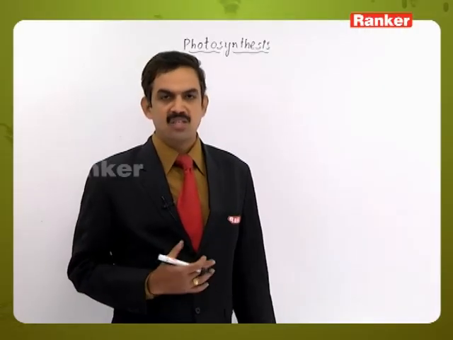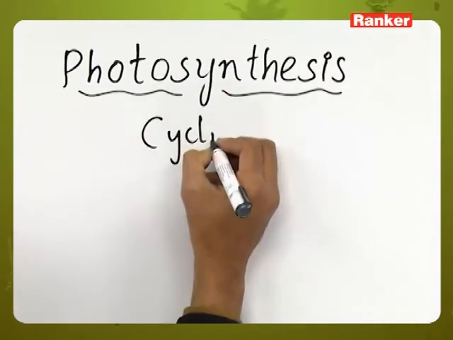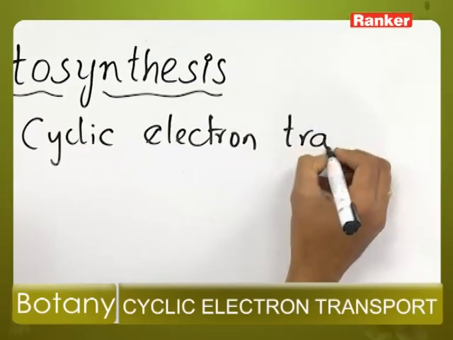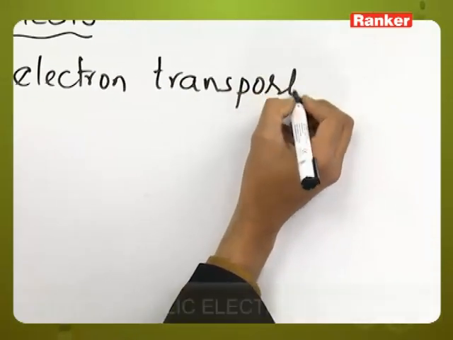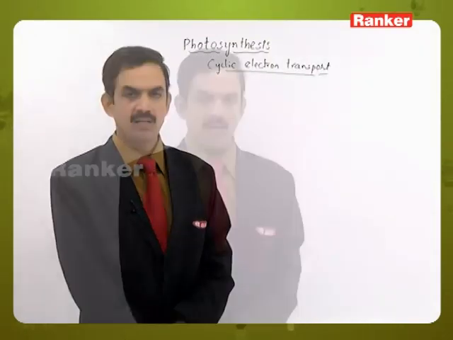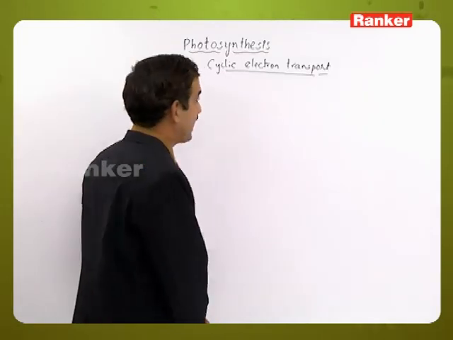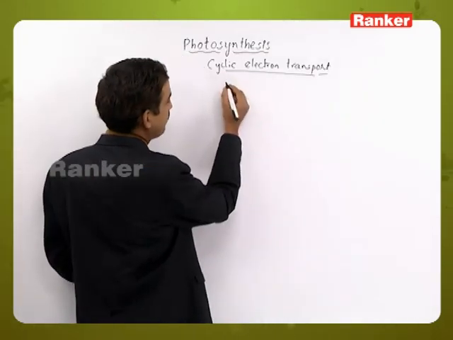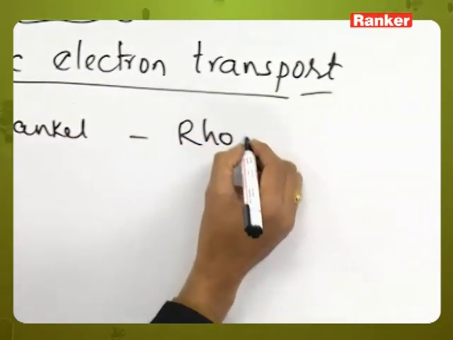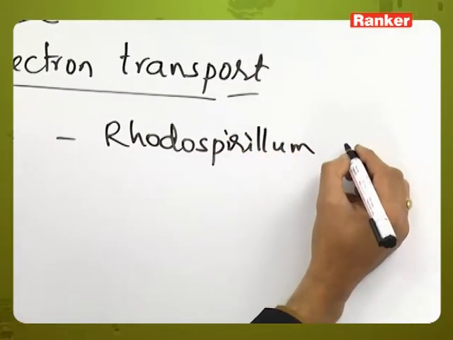So apart from this non-cyclic electron transport system, one more is there, that is called a cyclic electron transport. This cyclic electron transport is a source of additional ATP which is required by the Calvin cycle. This was studied by Frankel in Rhodospirillum rubrum bacteria.